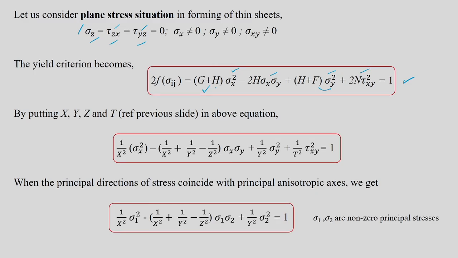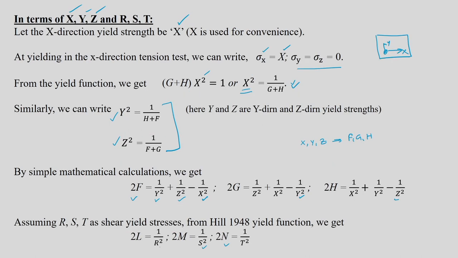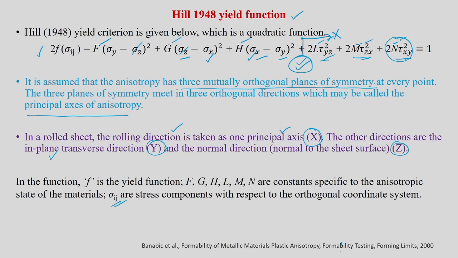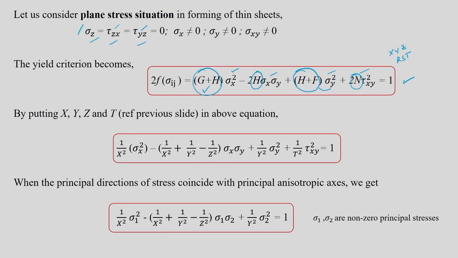Now you will see that here it becomes easy for us. G plus H comes into picture, H plus F comes into picture, and N comes into picture, which you have already rewritten in terms of your yield strengths, either X, Y, Z or R, S, T. Of course, there is only tau xy here. So, what is G plus H? G plus H is nothing but 1 by X square, correct? So I am going to put 1 by X square here.